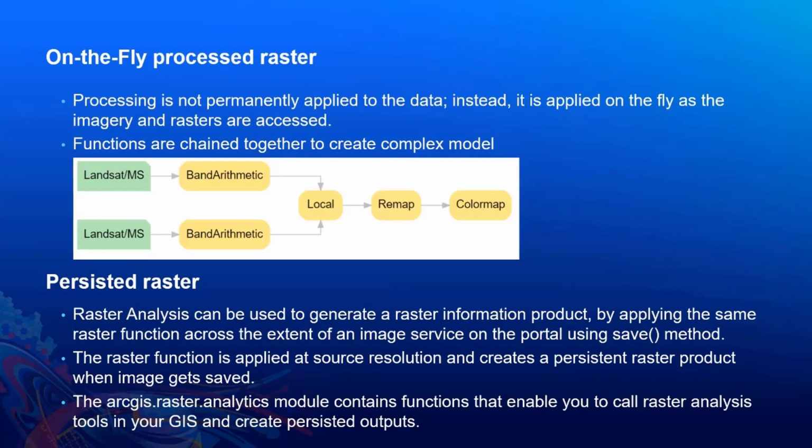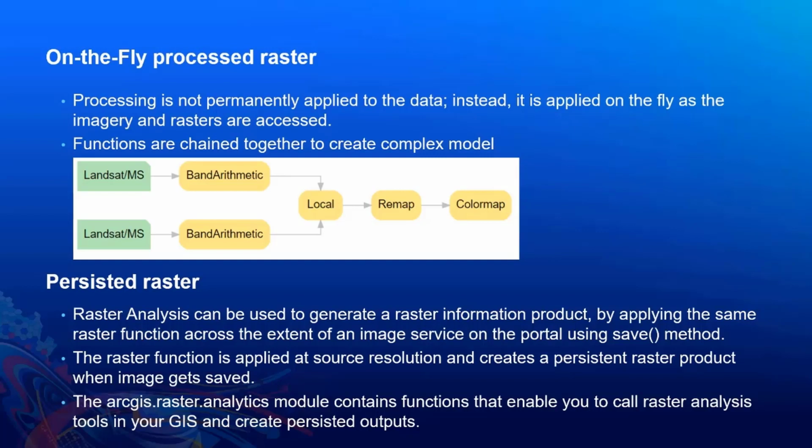Raster functions have dynamic rasters and persisted rasters. Dynamic rasters are on-the-fly processed rasters. In the case of on-the-fly processed raster, processing is not permanently applied to the data. Instead, it is applied on the fly as the imagery and rasters are accessed. Functions are chained together to create complex models. In this function chain, you can see how two Landsat multispectral imageries were used for band mathematics, and a raster function remap and color map is applied dynamically.